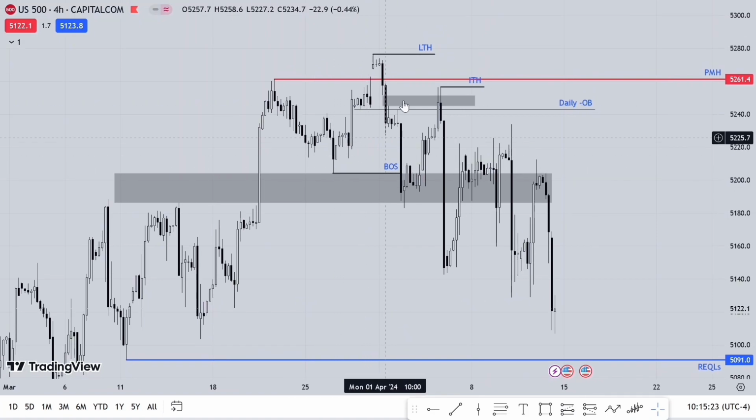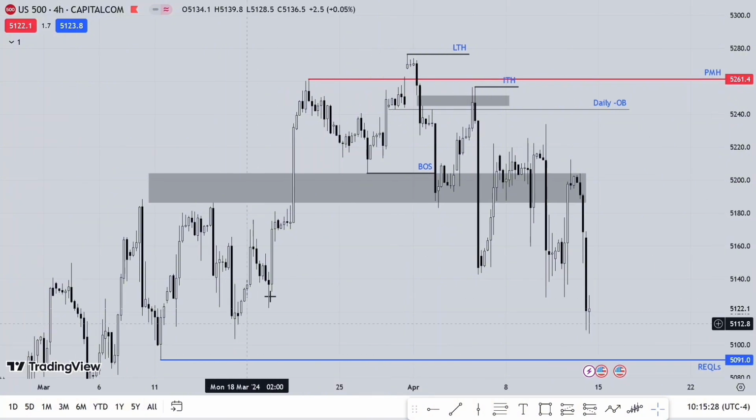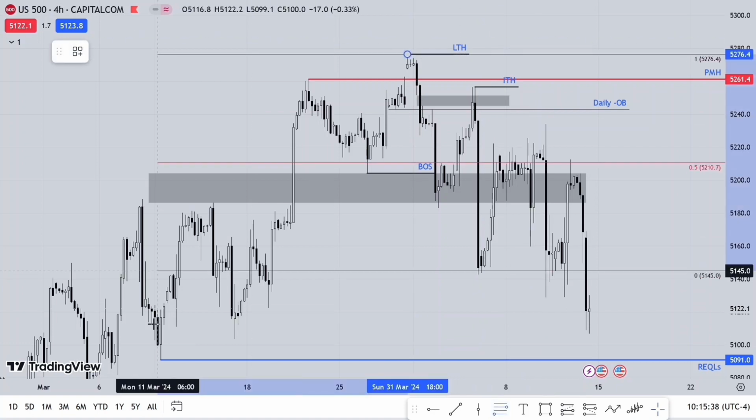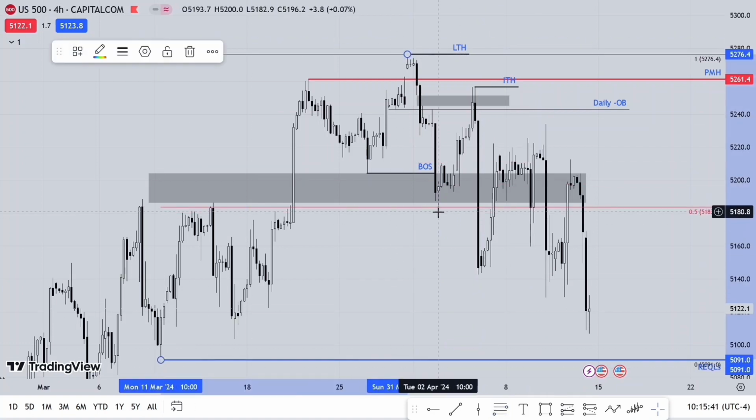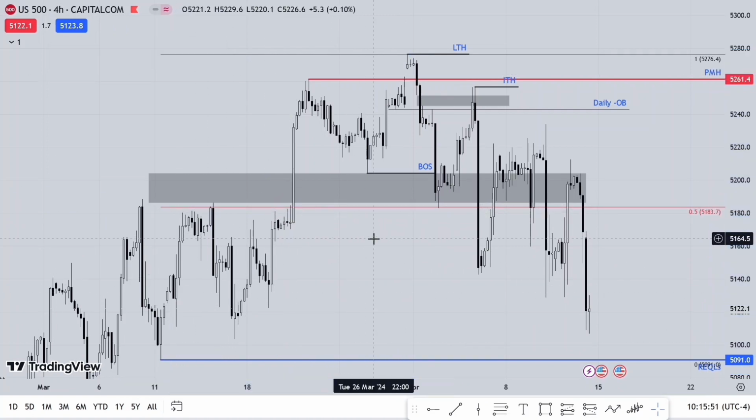When this low was broken here, it's anticipated that price should draw at least to the midpoint of the range between this low and this high. When you project your Fibonacci on it, this is the equilibrium price point. Every PD array below this 50% of the range is a discounted price, a discount PD array, and every PD array above it is a premium PD array.